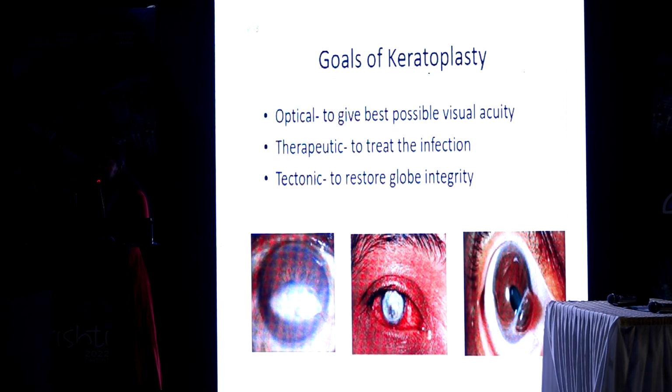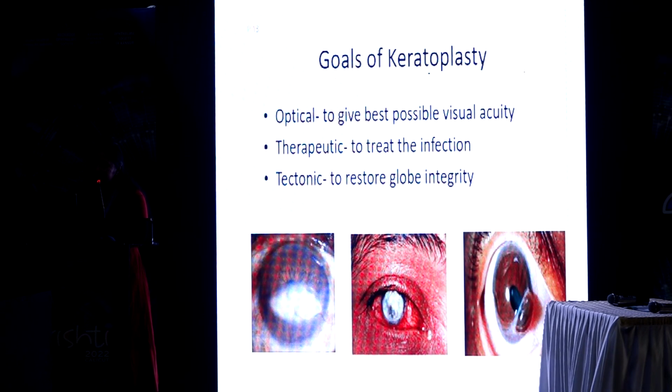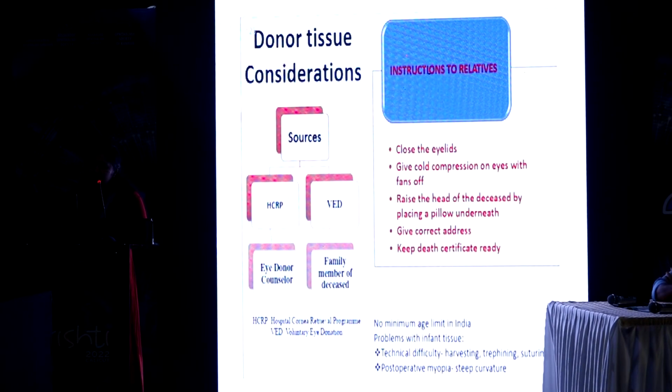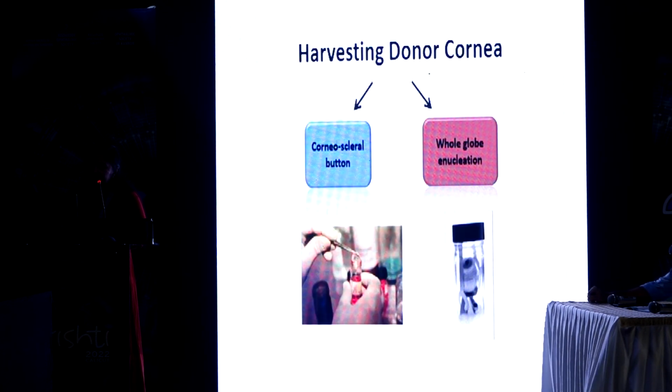So the goals of keratoplasty: optical is to give the best possible visual acuity, therapeutic, and so on. Eye donation is voluntary. There is no minimum age limit in India, and we can harvest tissue from infants to old adults. Now it can be harvested as corneoscleral button, or we can do whole globe enucleation. Nowadays corneoscleral button is becoming more popular.